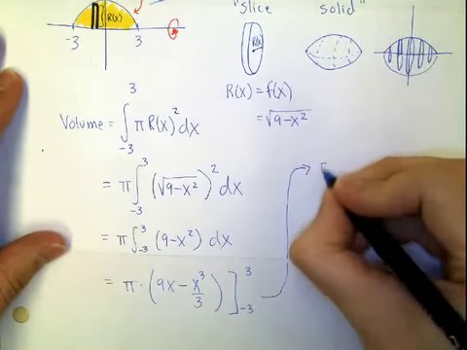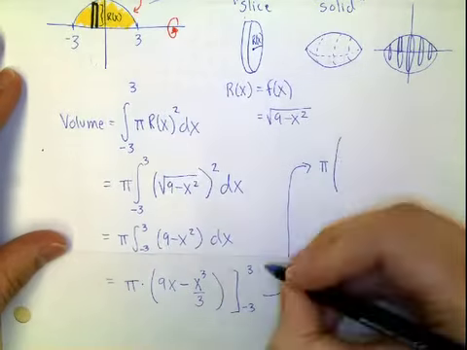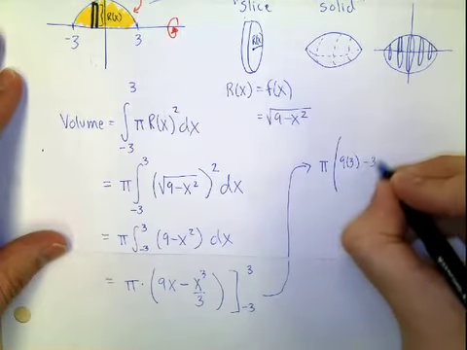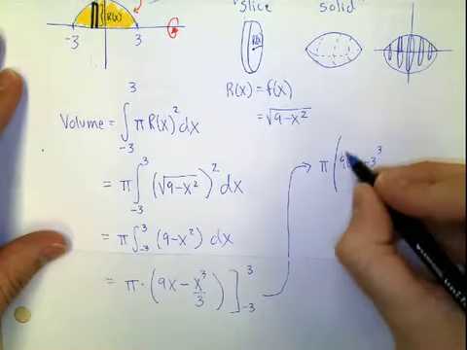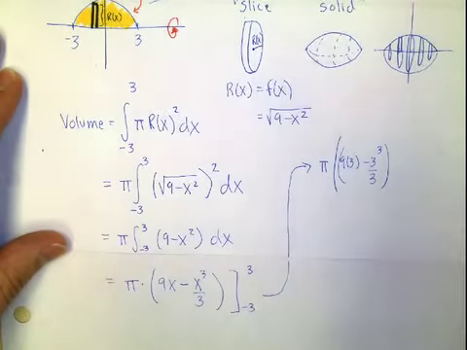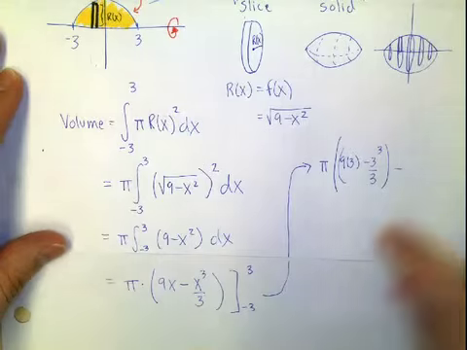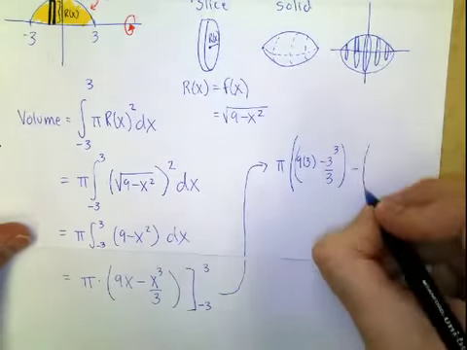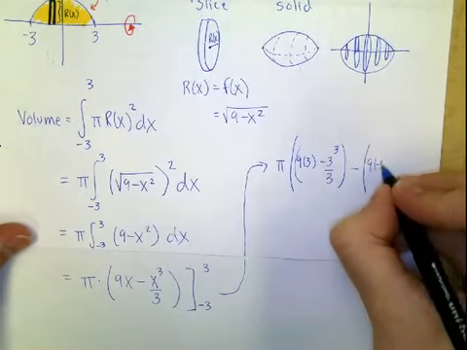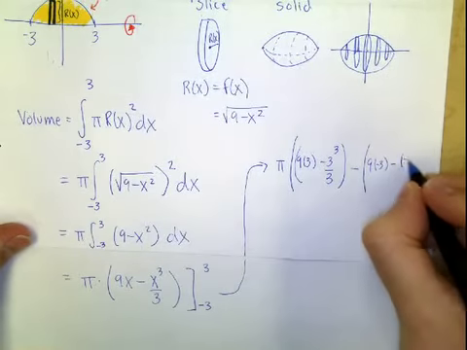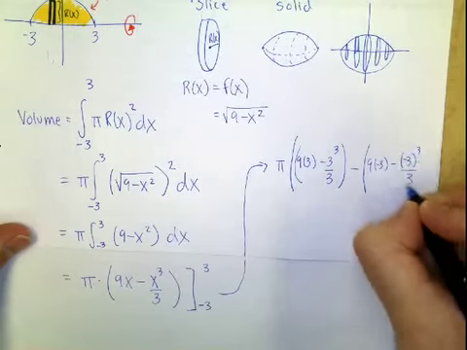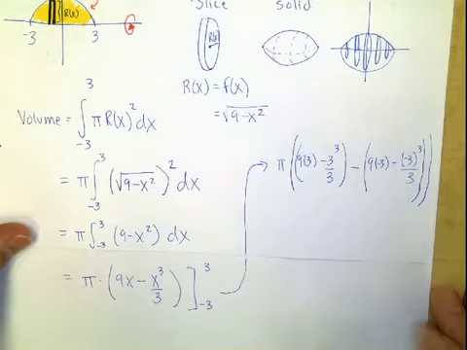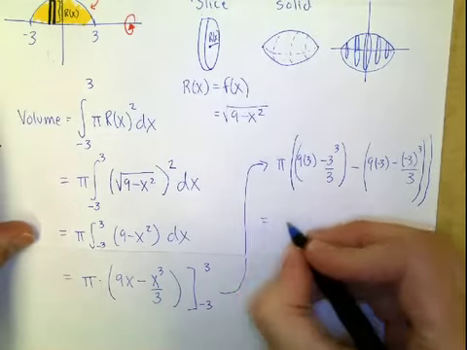I'm going to say, okay, keep the pi out in front, make a big parenthesis, plug in the 3, so we have 9 times 3 minus 3 cubed over 3, parenthesis, and then subtract and plug in the -3. So I'm going to have parenthesis, 9 times -3 minus -3 cubed over 3, and then close all this off. It's messy, but we can be kind of careful about this.